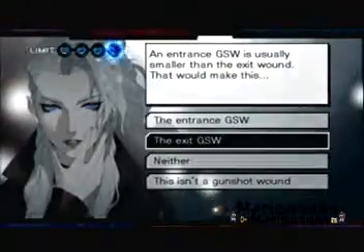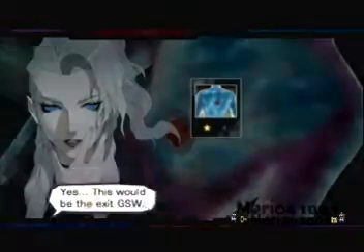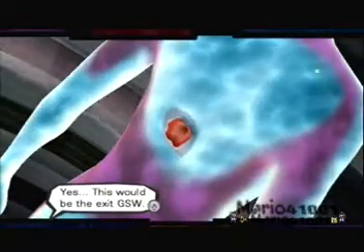Concentrate. Yes, this would be the exit GSW.